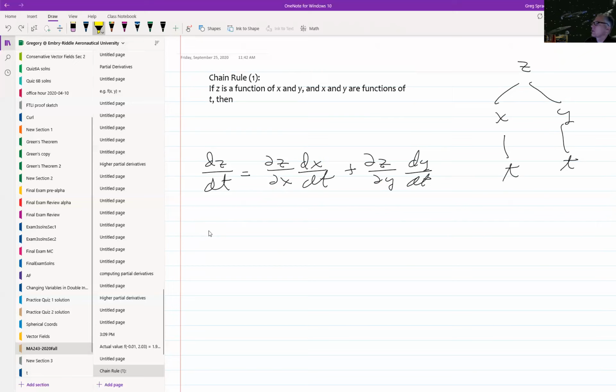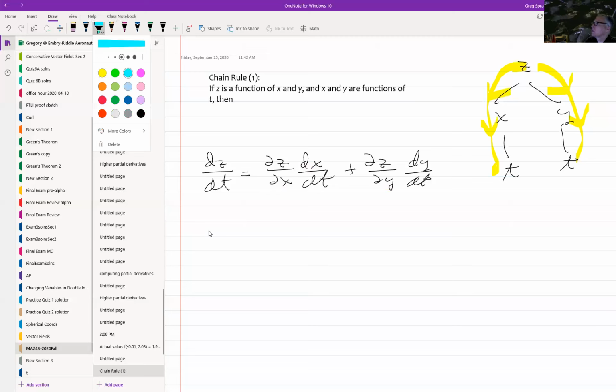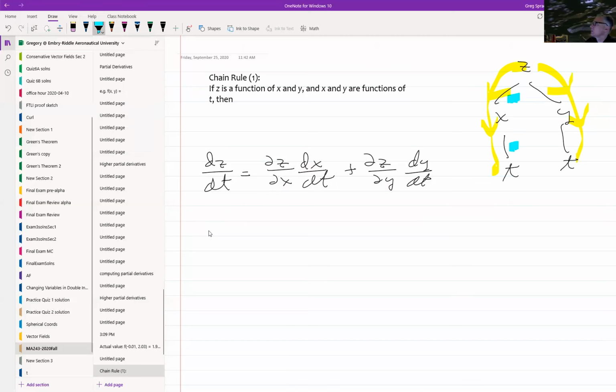Now, the way I wrote down this diagram is I looked at all the paths I could take from z down to t. There's 2 of them. And for each path, I take the derivatives between each pair of variables and multiply them and add them together. And we'll do that for the more complicated chain rules also. So here's an example of using it, but not with the highlighter.